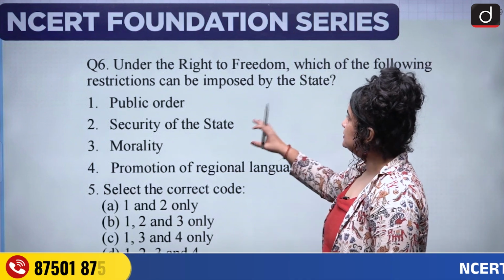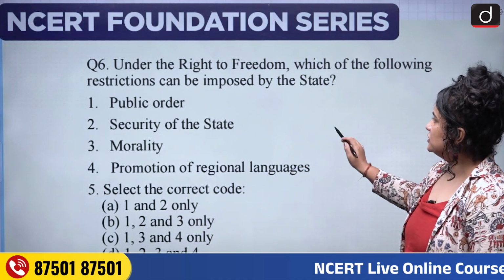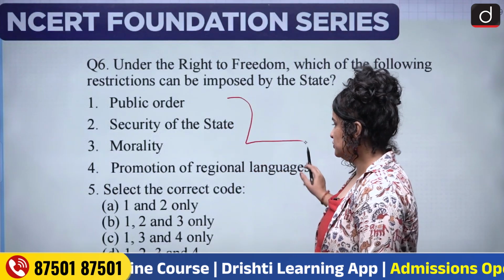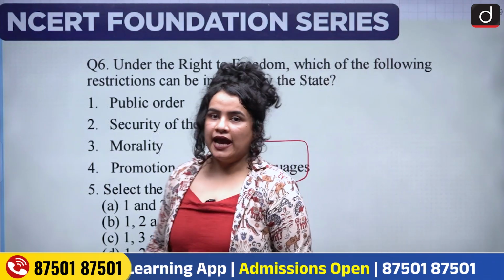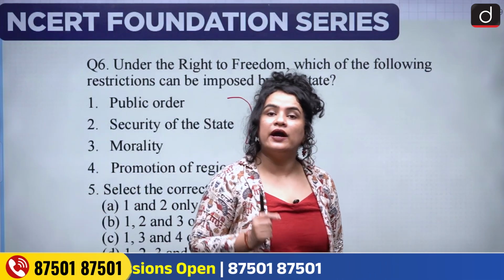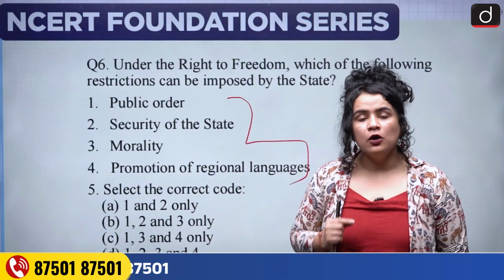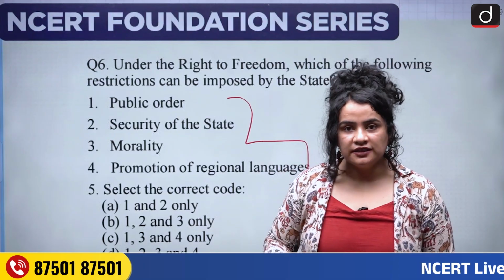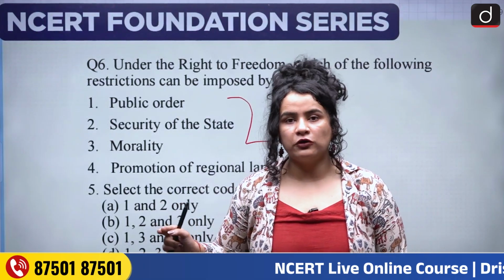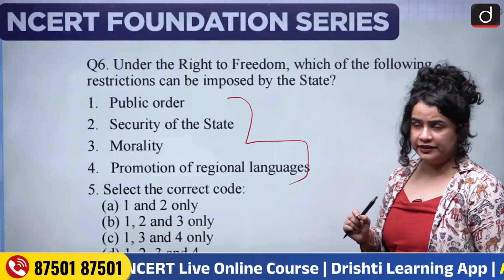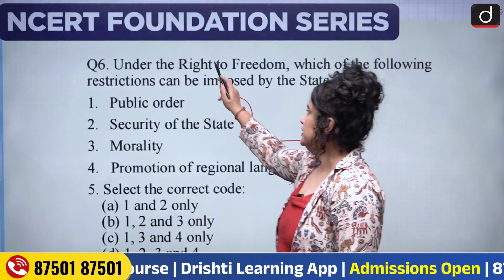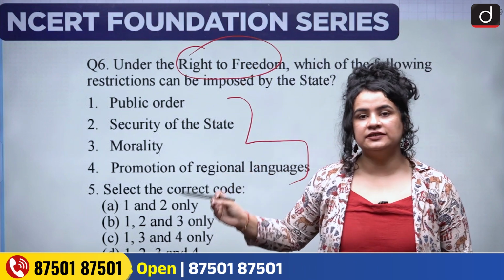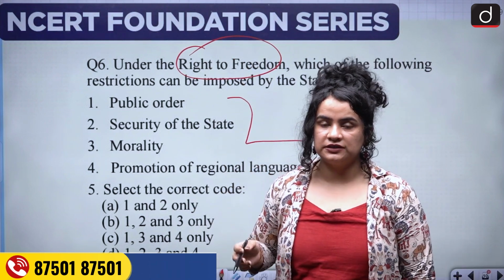Question 6: under the right to freedom, which of the following restrictions can be imposed by the state? These are certain restrictions that have been given to you. We've already discussed while discussing rights that they come with certain restrictions. They are reasonable only because there are certain obligations one must follow in order to exercise their rights freely. So the right to freedom does come with certain restrictions.